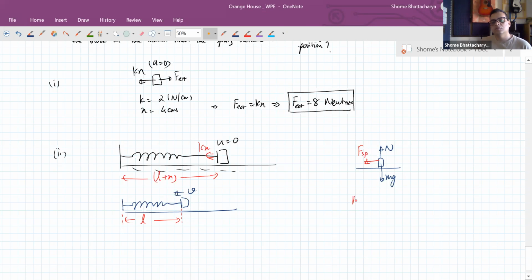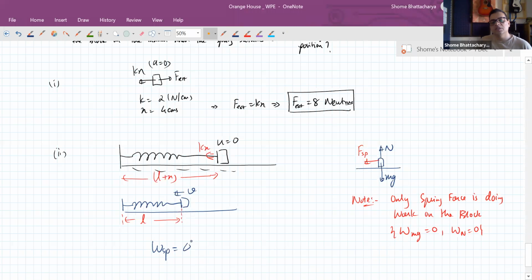Okay. So only spring force is doing work on the block. Work done by mg is zero. Work done by normal reaction is zero. Okay. So using this, we'll say that work done by spring is equal to change in kinetic energy, net work done. So that will become minus half k into this, is equal to half mv square.